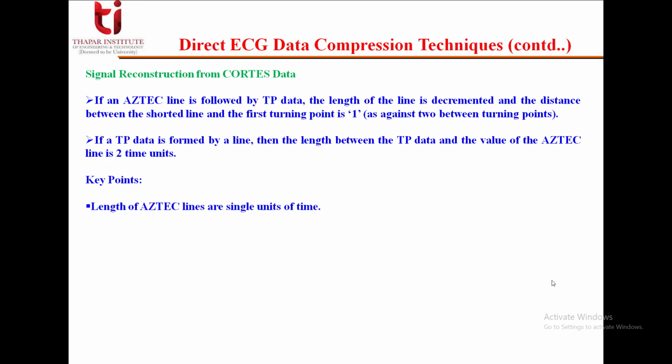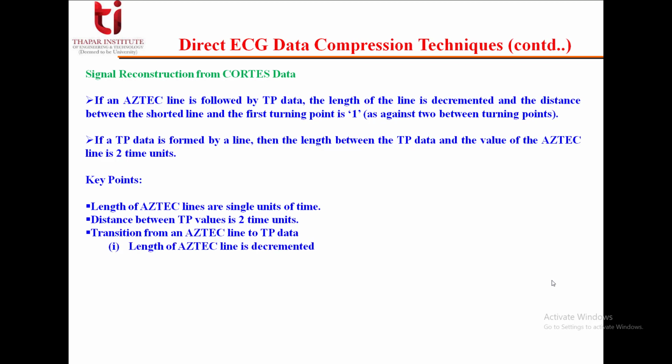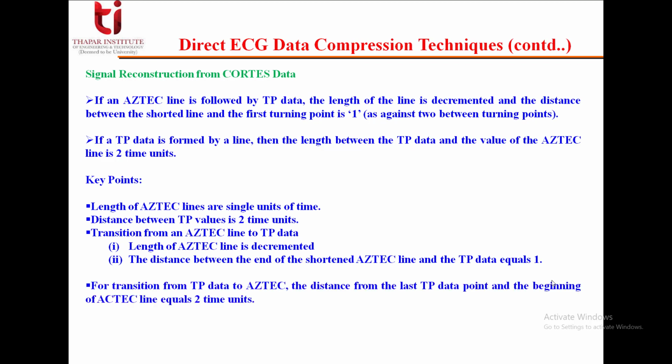Now there are some key points to note. Length of AZTEC lines are single units of time. Distance between the TP values is 2 time units. In a transition from an AZTEC line to TP data, the length of the AZTEC line is decremented. The distance between the end of the shortened AZTEC line and the TP data equals 1. And in a transition from TP data to AZTEC, the distance from the last TP data point to the beginning of the AZTEC line equals 2 time units.